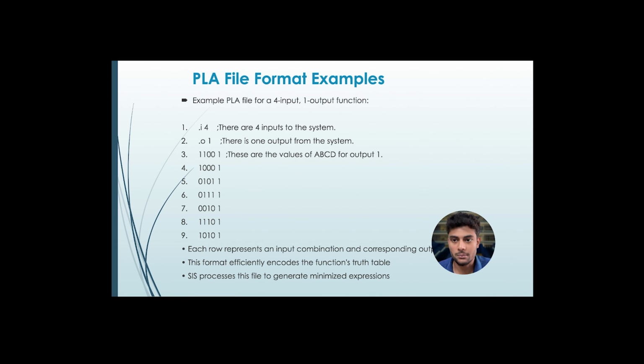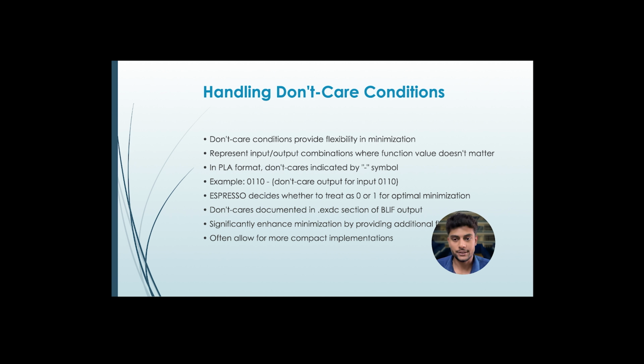PLA file format examples. Let us take a file for a 4 input and 1 output function. At first we can see .i 4, which means there are 4 inputs to the system. .o 1, which means there is one output from the system, and we can see many rows like 1100 space 1, 1000 space 1. These are all the values of ABCD for output 1. Here each row represents an input combination.